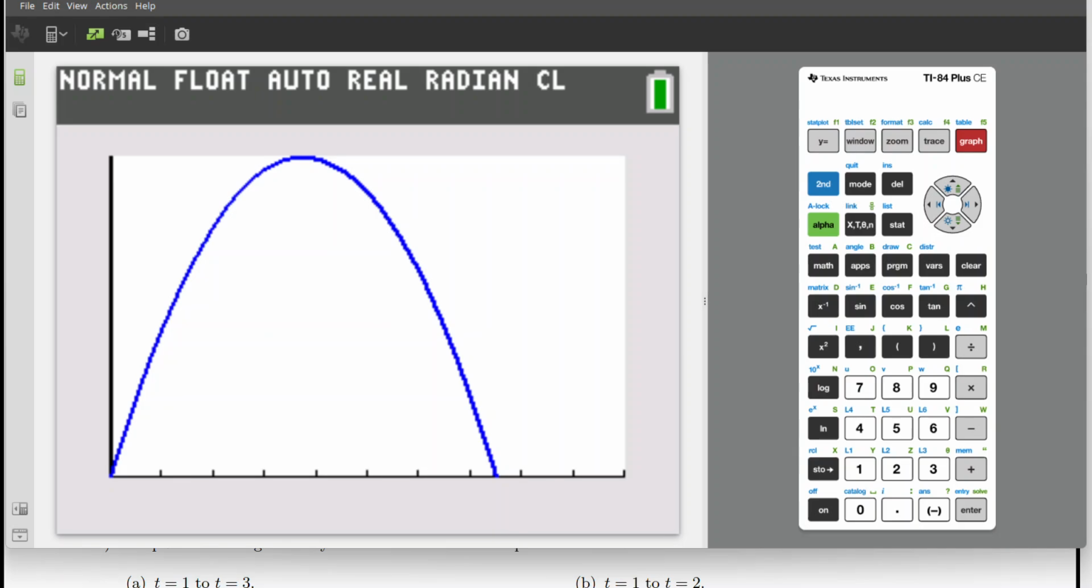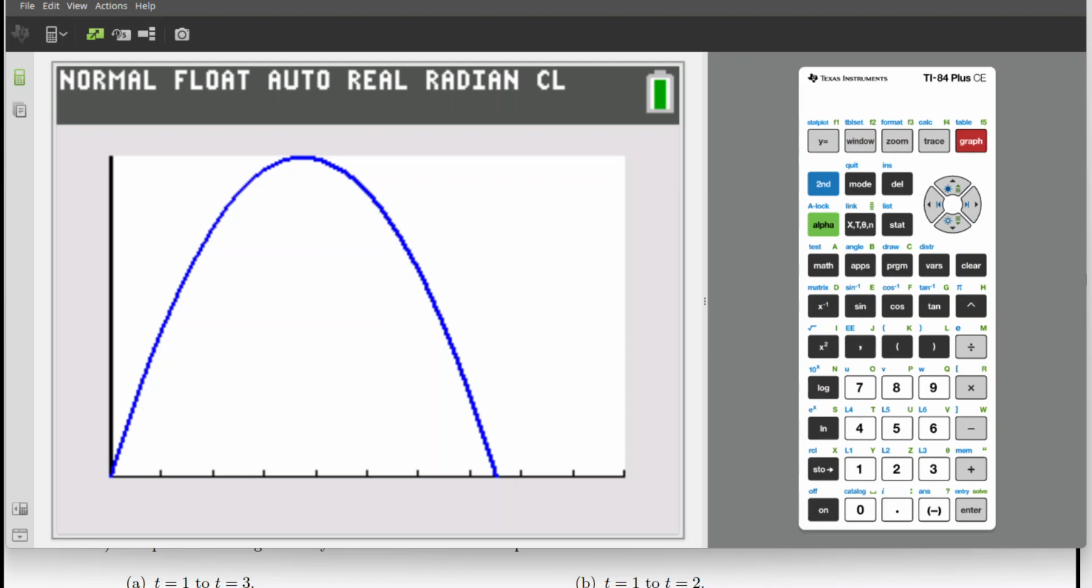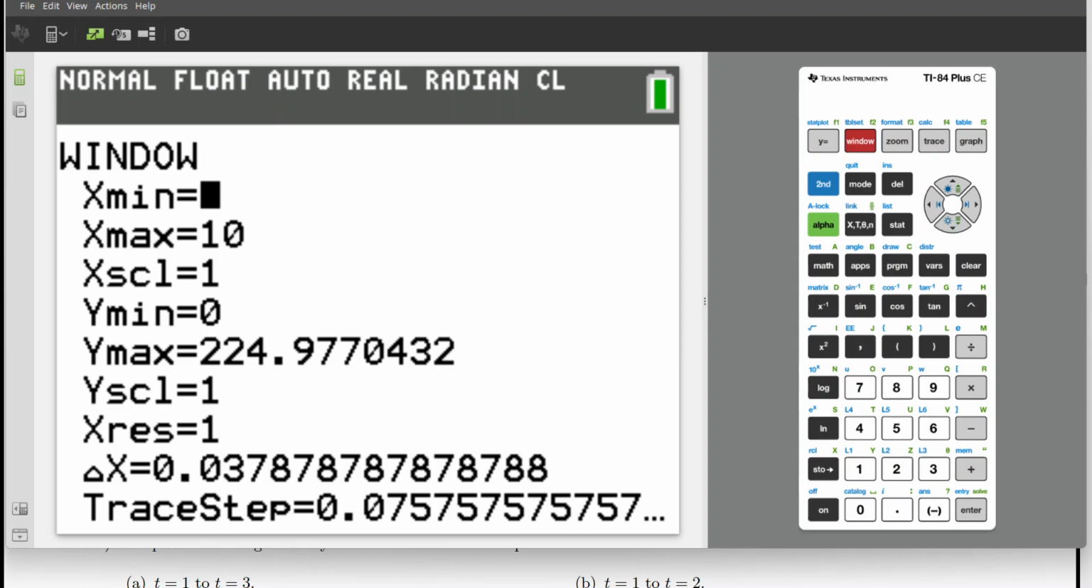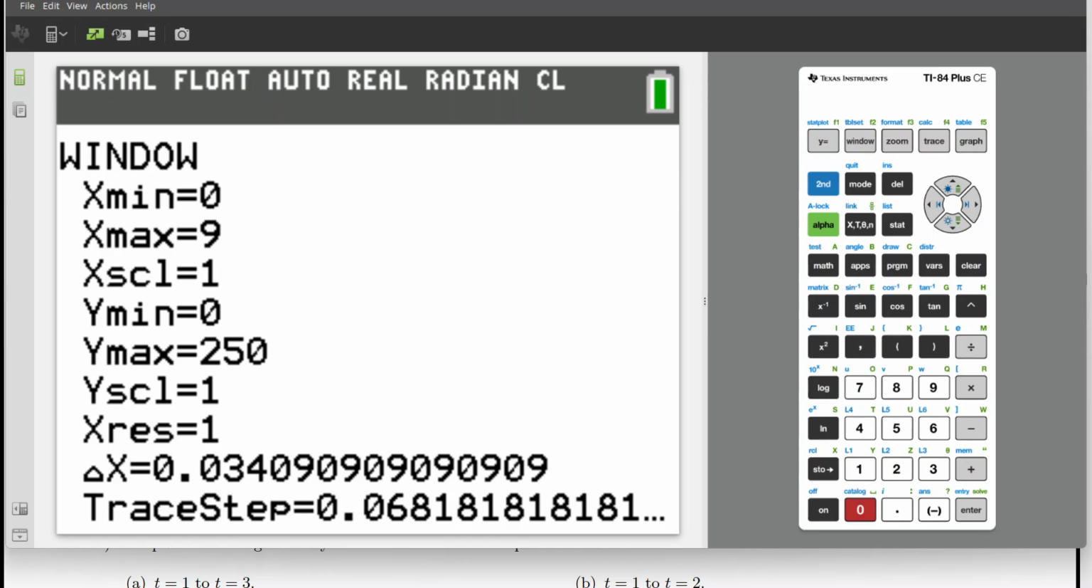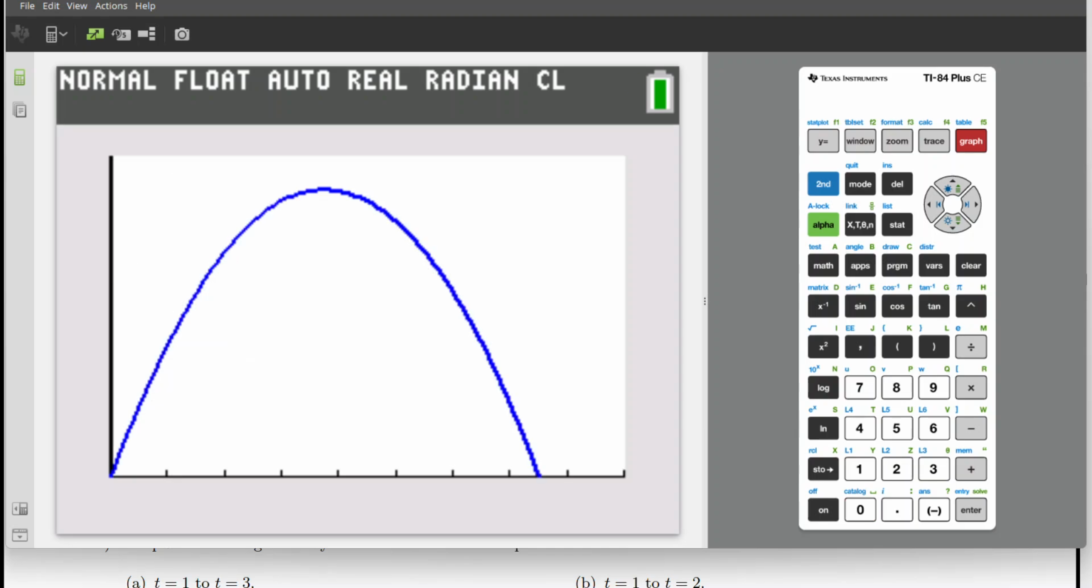And if we want, we can make some more adjustments so we can see the top of the parabola a little bit better. And maybe we want to remove some of the extra empty space on the right side of the graph. We can do all that with the window settings. So I don't need to necessarily go all the way up to 10. It seems like 9 or even possibly 8 would be a good place to stop. Maybe I want to see the top of the parabola, so instead of 224, let's make it, I don't know, maybe 250. And again, click graph, and now our parabola looks really, really nice.